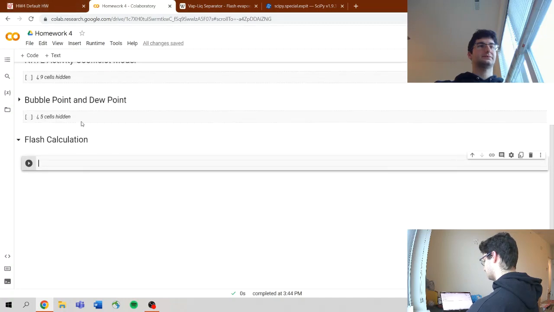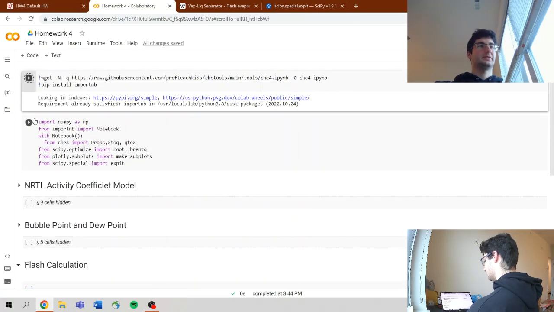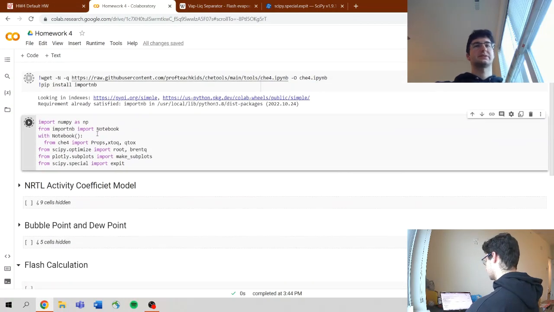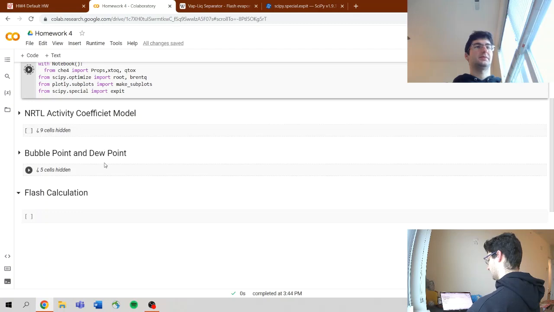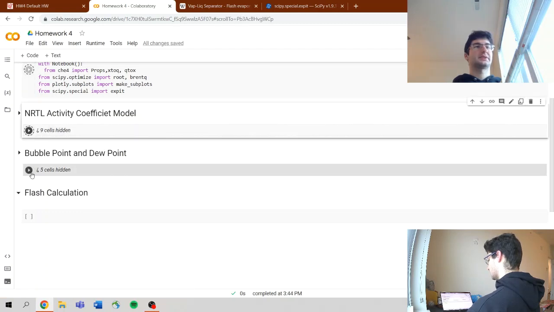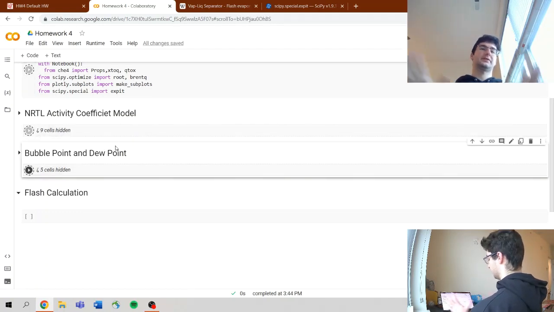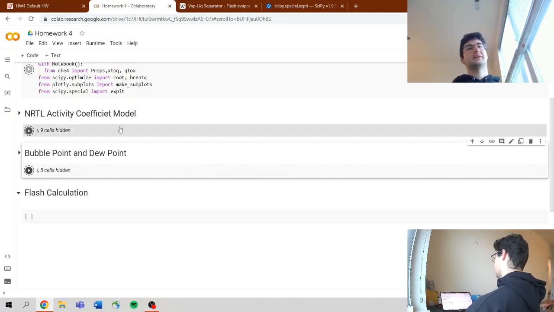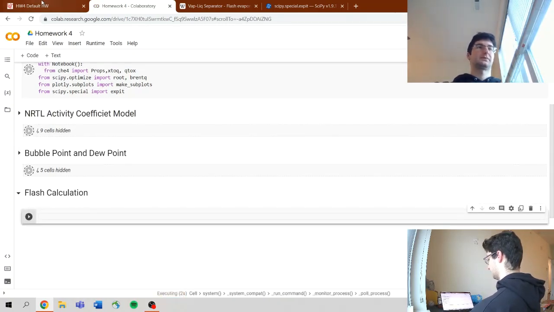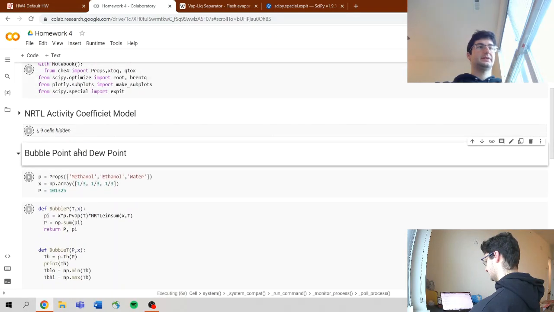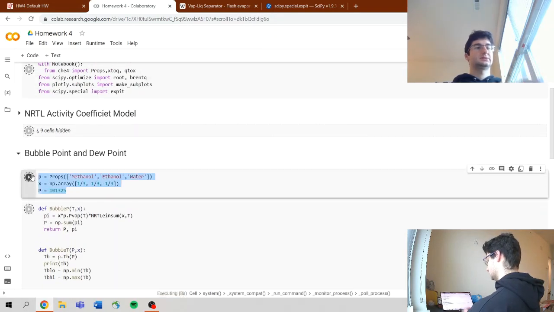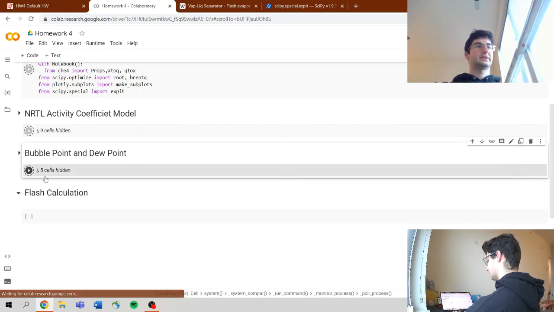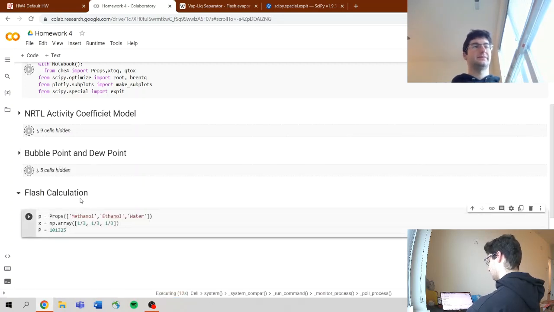So let me run these. This is the same workbook that we've been working on, and we have our coefficient models and our bubble point and dew point. Let me run these cells. I'll keep them hidden so that they're out of our way, but let me run them so that we can use them later. While we're doing that, let me steal these lines of code because we're going to need them.